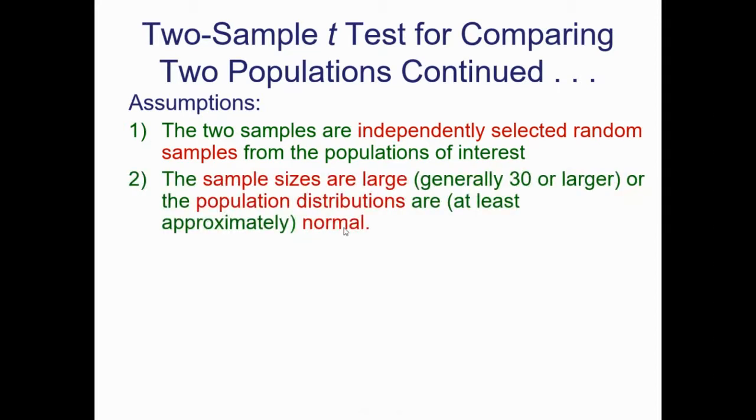Second assumption is that the sample sizes are large, generally 30 or larger, or population distributions are at least approximately normal. So if we're not told we have a large sample, we have to check normality. And we can check two ways. We can use a box plot, or we can use a normal probability plot.